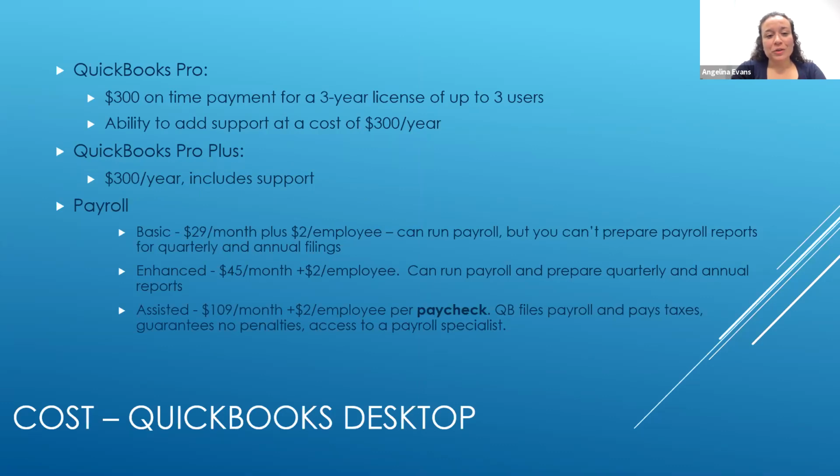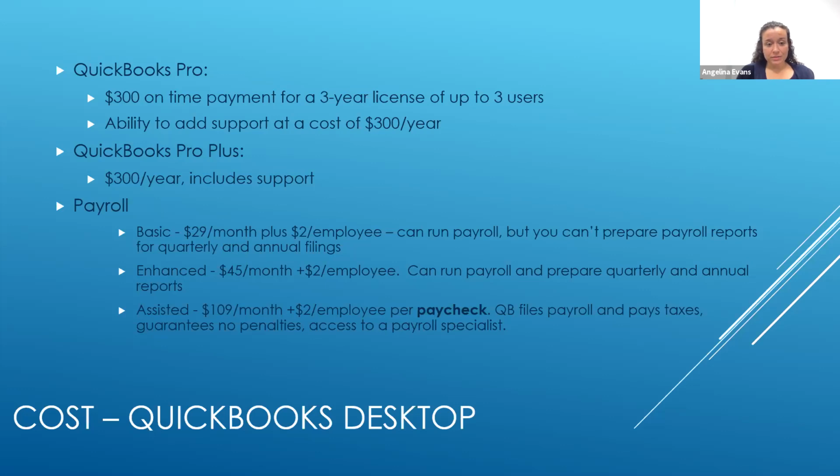Okay. So for QuickBooks Pro Plus, that would be the $300 a year. So it's more of an annual fee instead of a one-time software fee. For payroll, it's $29 a month plus $2 per employee. And you can run the payroll, but that $29 a month won't really let you prepare the payroll reports that you need for your quarterly and annual filings. You'd have to move up to the enhanced subscription. So that's $45 a month plus $2 per employee. And then with that, you can run payroll and prepare your reports.